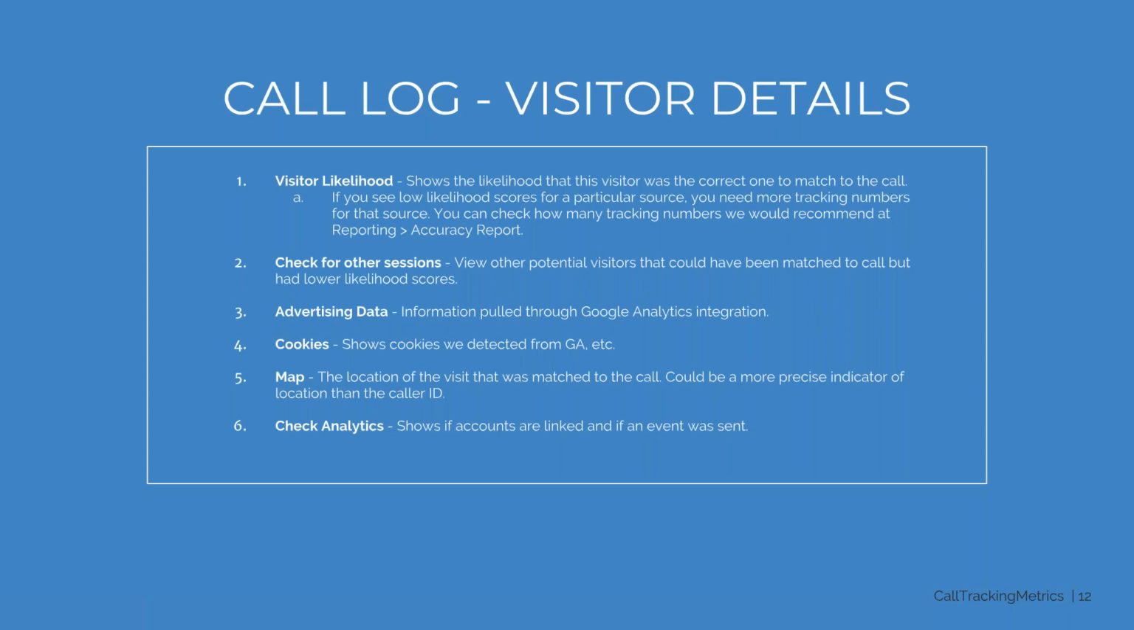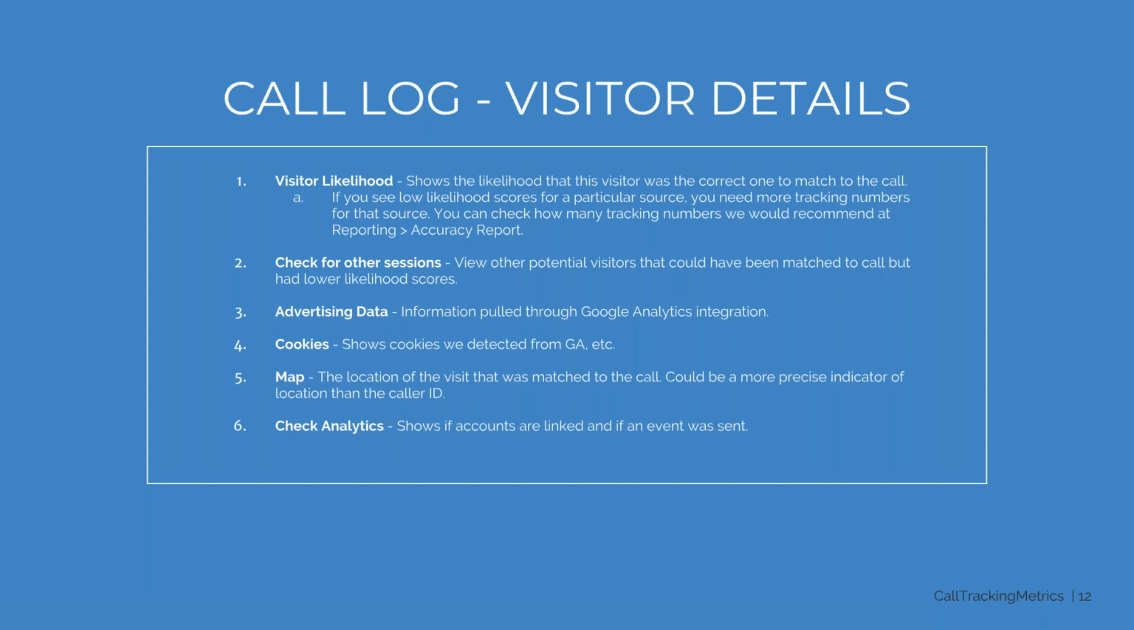So next we have the visitor detail. So the likelihood, again, is going to show us the likelihood that we matched the caller to the visitor session. So we definitely want that to be a high likelihood. If you're seeing something like 75, 40%, that's when we would recommend adding additional tracking numbers into your number pool so that we can get that accuracy higher.